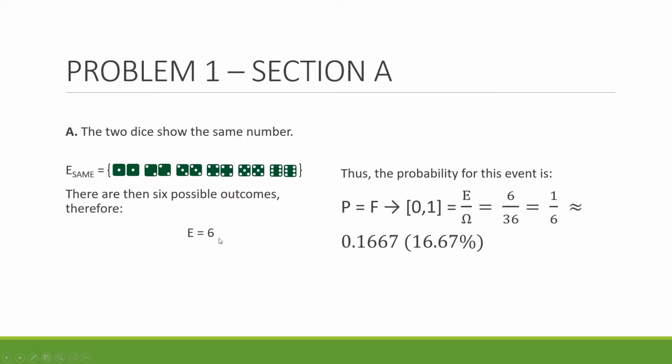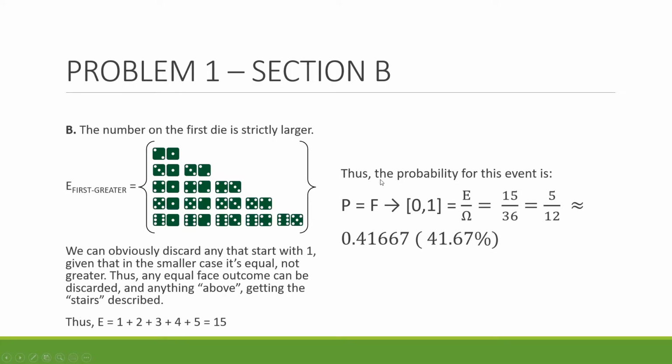That makes our E 6. So the probability, in order for us to be able to find it, we need to have the event size over the sample space, which in this case is 36. So we want 6 over 36, and simplifying, that is 1 over 6, which in decimal equals 0.1667 or 16.67%. Now, the percentage part is not really required, but it's going to come in handy for a small demonstration that I'm going to show you later on.